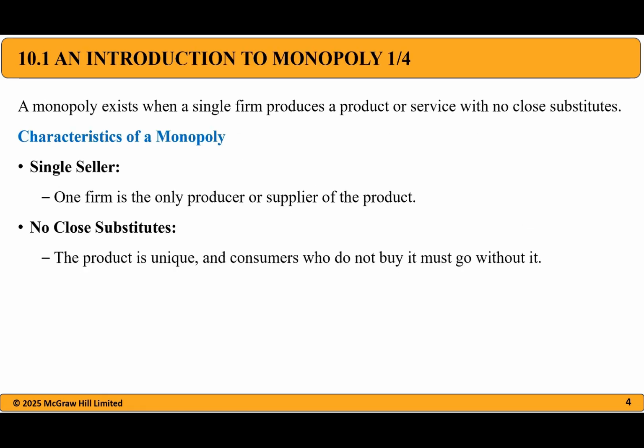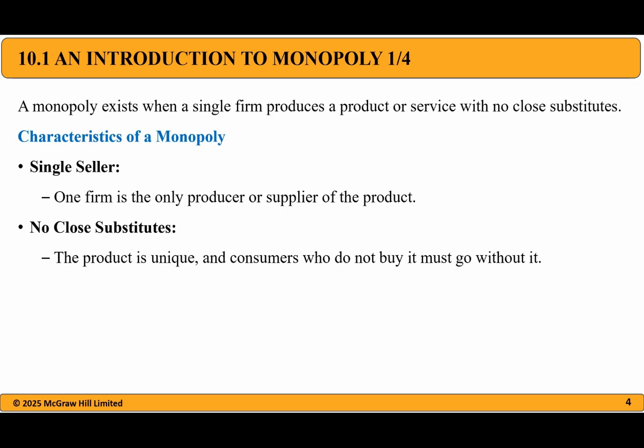The definition we can go like this. A monopoly is defined as a market structure where a single firm produces a product with no close substitute. Here are some characteristics. We will discuss a few characteristics of monopoly here. First of all is single seller. Only one firm supplies the market.